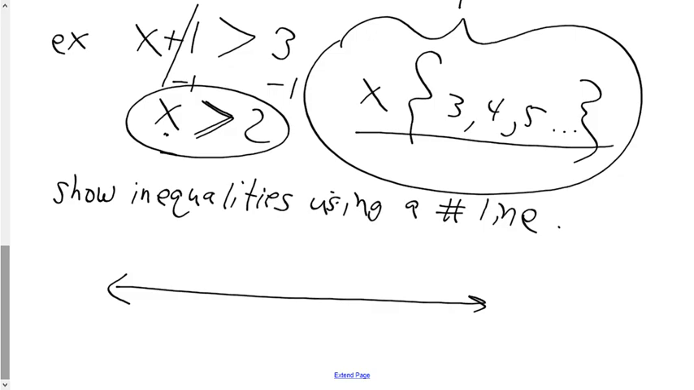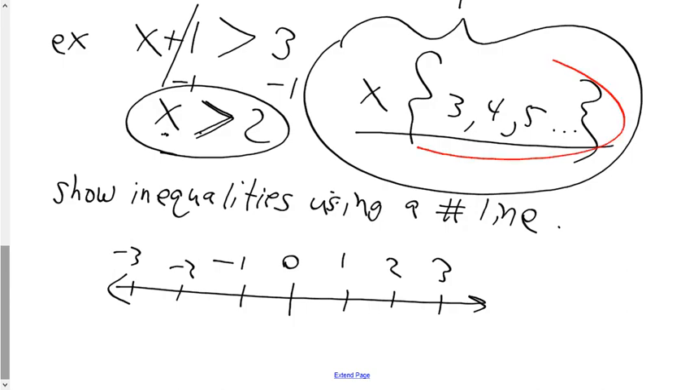Since my number is 2, I'm going to use 0 as my middle point. I'm going to use 1 here, 2 here, 3 here, -1, -2, -3. Okay? So there's my number line. And I want to show all numbers that are greater than 2. Okay? So my solution, can the number 2 be a number that fits in that solution for all numbers greater than 2? Is 2 a number greater than 2?